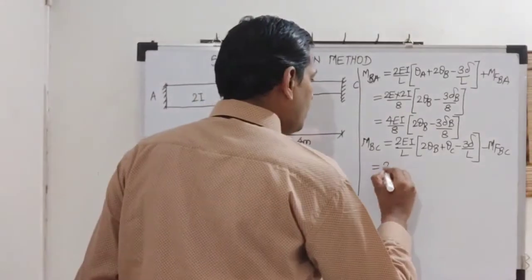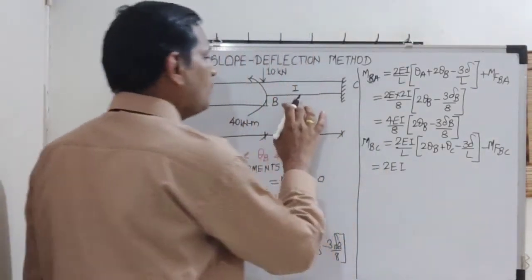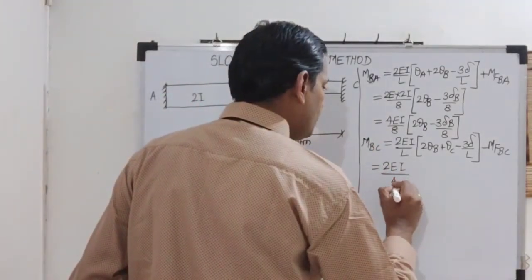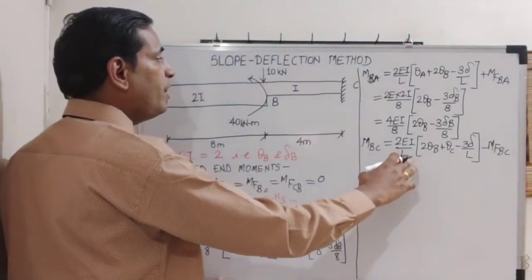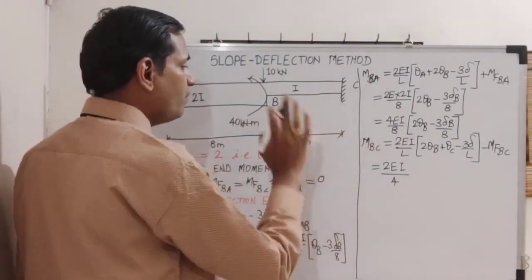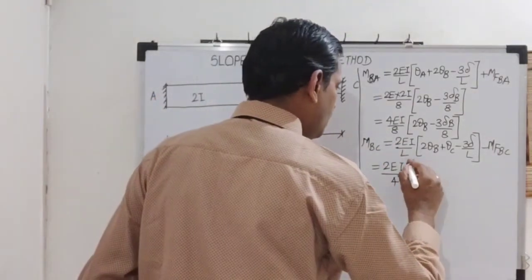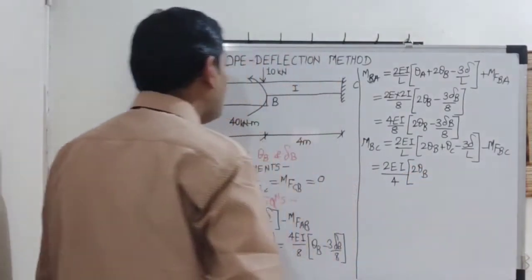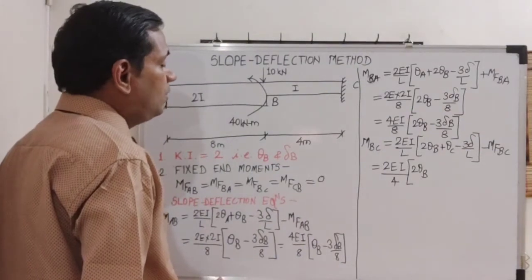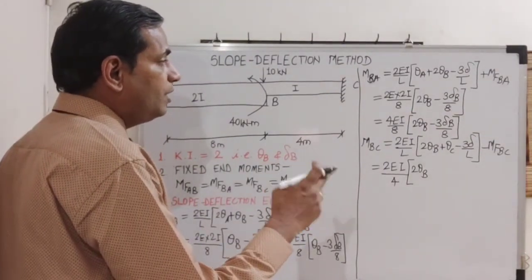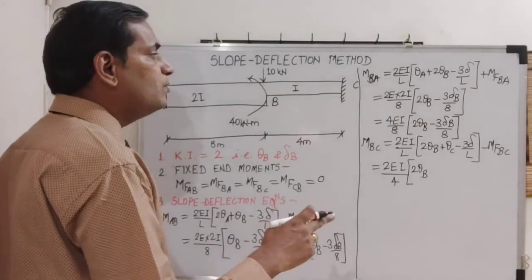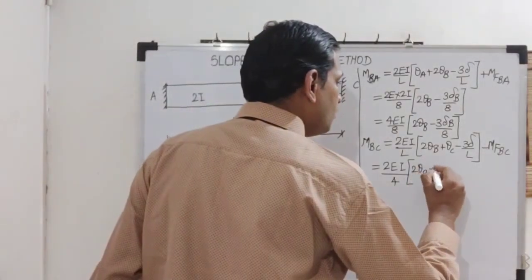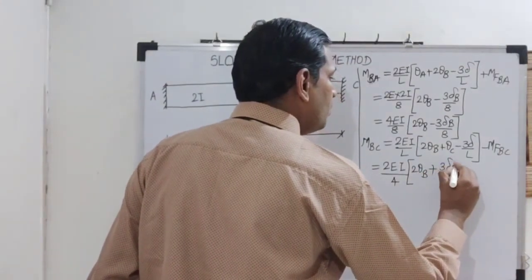So 2EI, now here the I value for span BC is 1I. So 2EI divided by 4. Remember, the length of span BC is 4 meter. So 2EI by 4 into bracket 2 theta B. Now this 3 delta by L term will actually be plus. So let us rewrite this as plus 3 delta B upon 8.